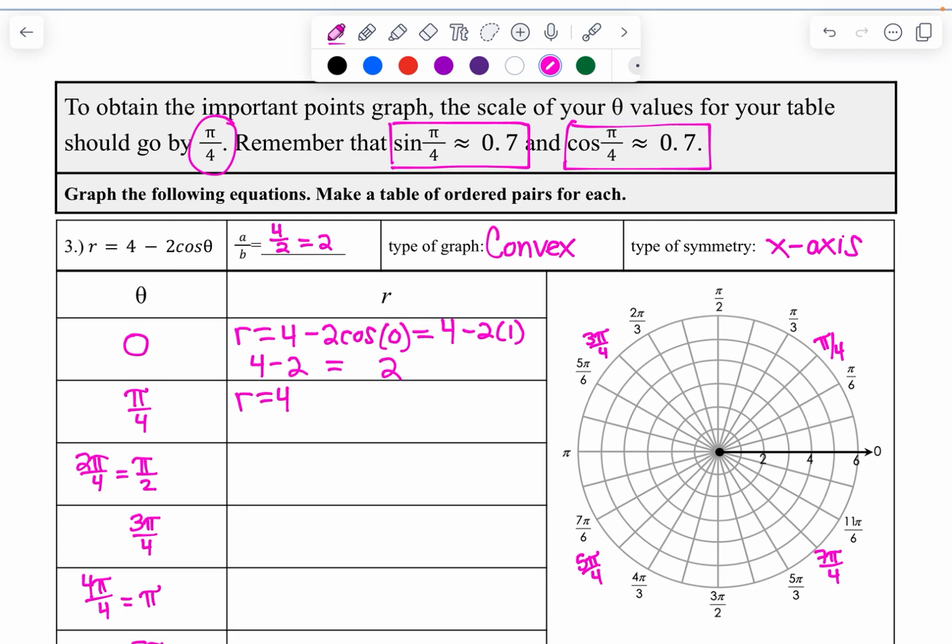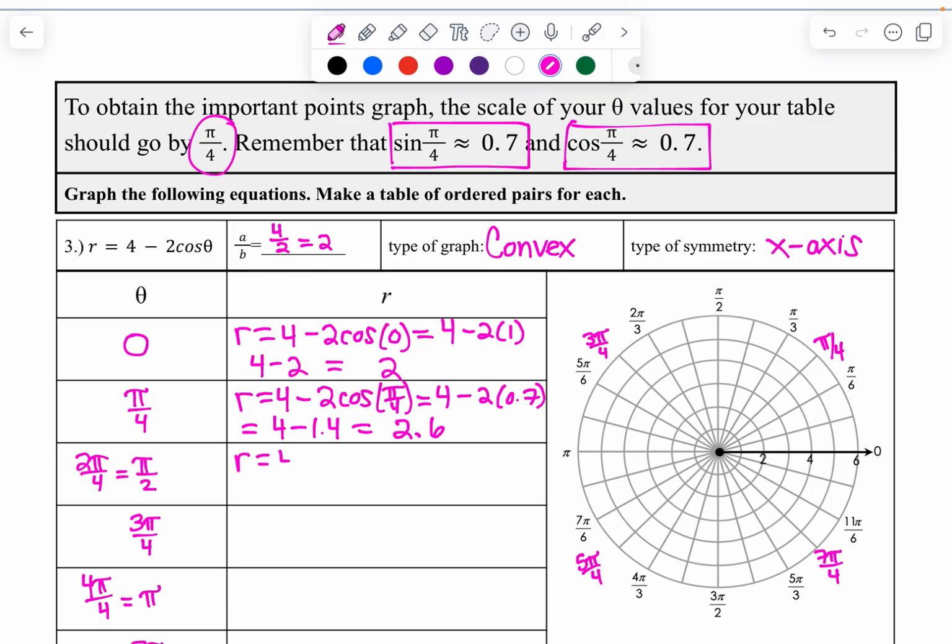If we plug in pi fourths, so 4 minus 2 times the cosine of pi fourths. And again, we're going to estimate the cosine of pi fourths as 0.7. So 4 minus 2 times 0.7. Well, 2 times 0.7 would be 1.4. 2 times 7 is 14, 1 decimal place, so 1.4. So 4 take away 1 is 3, and then 3 take away 0.4 would be 2.6.